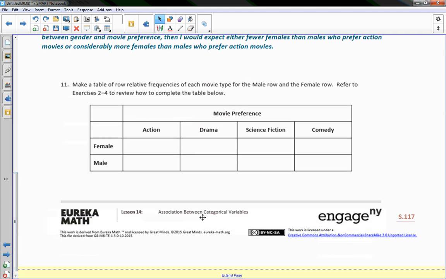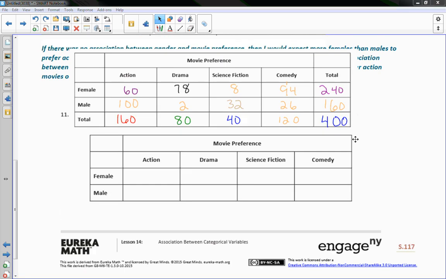11. Make a table of row relative frequencies for each movie type. For the male row and female row, refer to exercises 2 through 4 to review how to complete the table below. Okay, so I copied this over to make this easier. And so here we go.